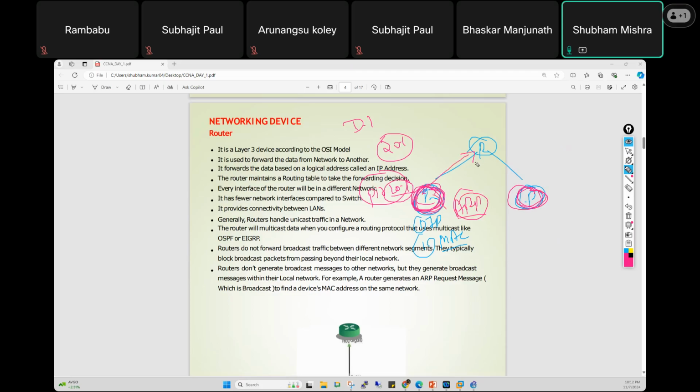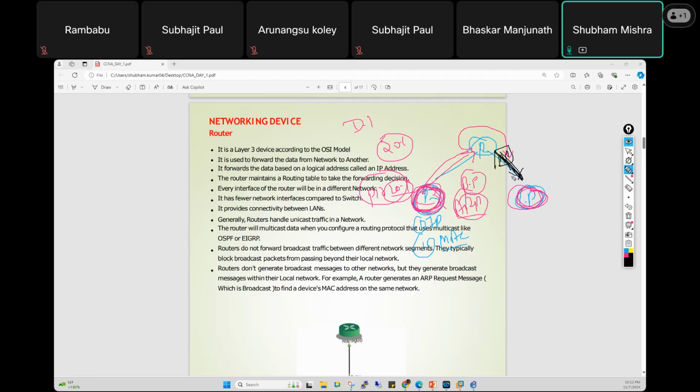I already told you this ARP packet is a broadcast packet. So when this packet reaches the router, it never forwards this packet from here to here, because this is the rule. Yes, that is the rule, because a router never forwards a broadcast packet from one network to another. So what will the router do? The router will create another broadcast ARP packet for this network.